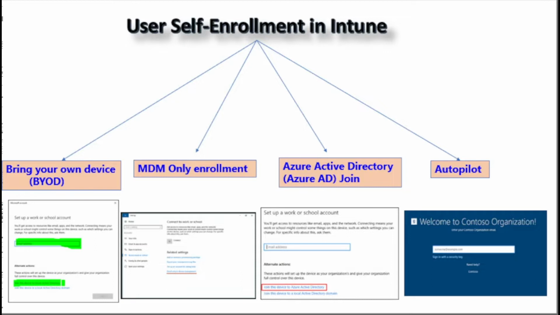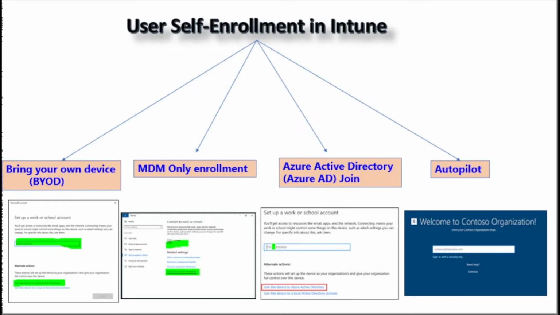Okay, the second one is MDM-only enrollment, meaning that the machine is only enrolled in Intune and is not going to register in Azure AD. For that, instead of clicking on Connect, they need to use this option, Enroll only in device management. With this option, the machine is only going to enroll in Intune, and the user can initiate a sync to get all the policies deployed on the device or user.